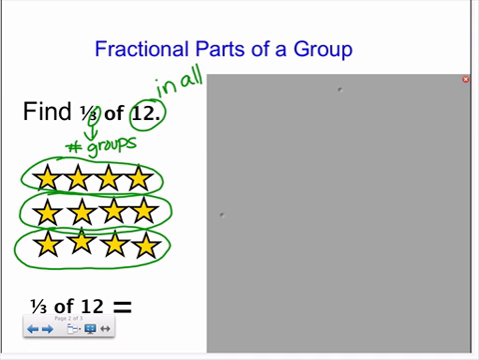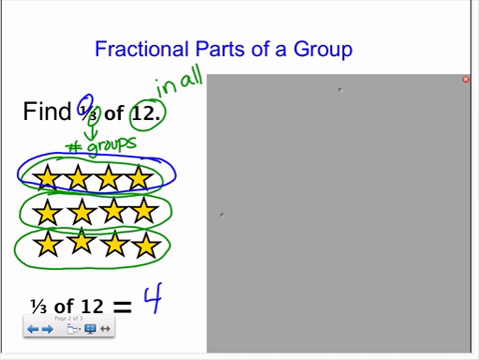You notice when we look at our equal groups, there are 4 stars in each group. When we're trying to think of 1/3 of 12, the numerator, 1, tells us that we're going to consider one of the 3 groups. When I look at one of the 3 groups, such as this first group, I see that there are 4 stars in that first group. So we would answer this question by saying 1/3 of 12 equals 4, because when we divide 12 into 3 equal groups, one of those groups has 4 stars in it. So 1/3 of 12 equals 4.